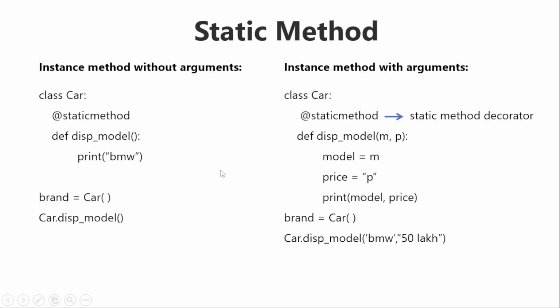Now we have an example here, instance method without arguments. We have defined a class called Car, static method def disp model, print BMW. So when brand is equal to Car dot disp model, you will get an output as BMW. Instance method with arguments: in the static method we are calling m and p, print model comma price. Now let us execute the static method in the code.